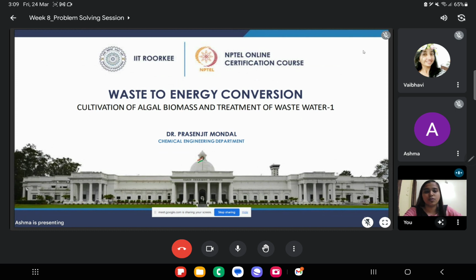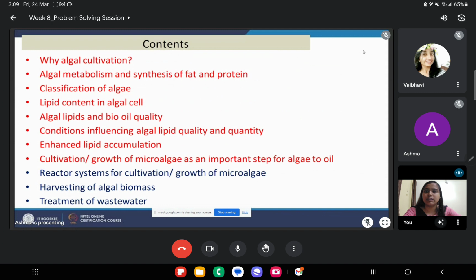So the first module of week 8 was on numericals or problems based on esterification. Then we have the second module on cultivation of algal biomass and treatment of wastewater. The contents of this module are: why algal cultivation? Why do we need to do algal cultivation for energy production? Next is algal metabolism and synthesis of fat and protein. Then classification of algae, lipid content in algal cell, algal lipids, and bio oil quality.